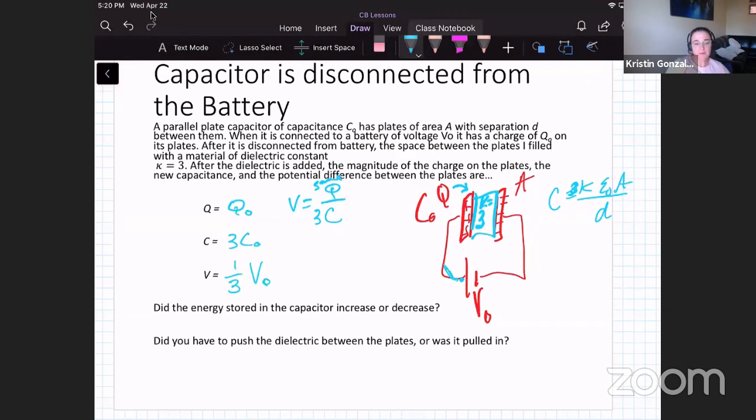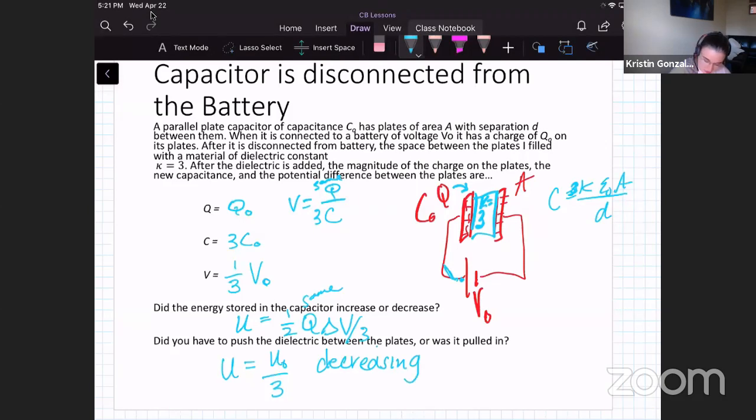Okay. And then did our energy increase or decrease? For this one, since charge is staying the same, I'm going to use that U is equal to 1/2 Q delta V. And so if our charge is staying the same this time, but my potential difference went down by 3, that means my energy is now 1/3 of what the original energy is. So now our energy is decreasing.